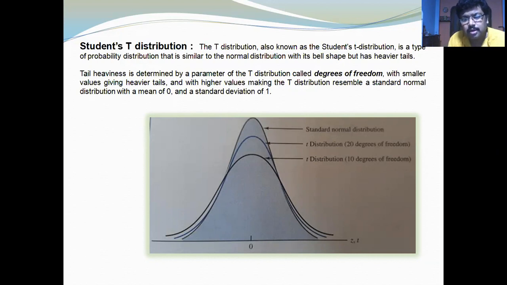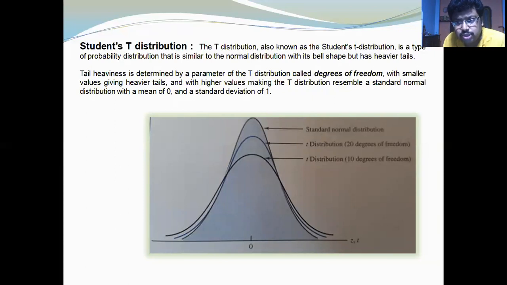The tails are heavier. It is the crucial point here. In the normal distribution, the tails are not heavier. Here in the student's t distribution, the tails are heavier, and it is because of the degrees of freedom. If the degrees of freedom are large, then the student's t distribution would be the standard normal distribution with zero mean and one standard deviation.